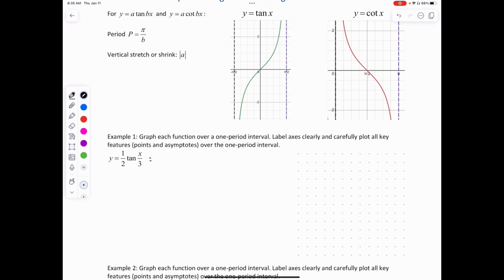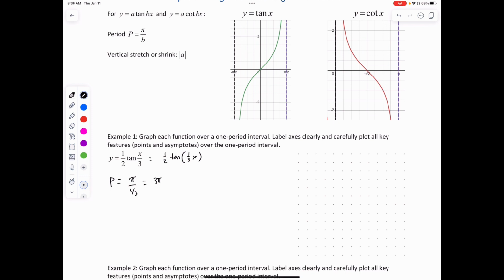So the first thing I'm going to recognize is this is 1/2 times the tangent of 1/3 x, just to really make it clear that that b value is 1/3. That means my period is going to be pi divided by 1/3, which is the same thing as pi times 3, and so I get a period of 3 pi.